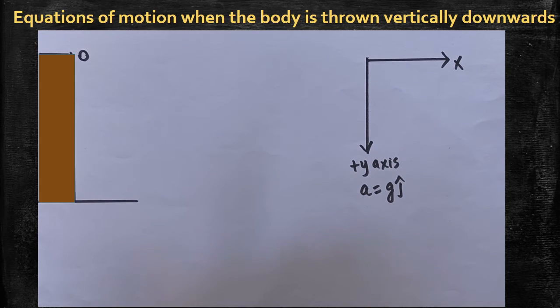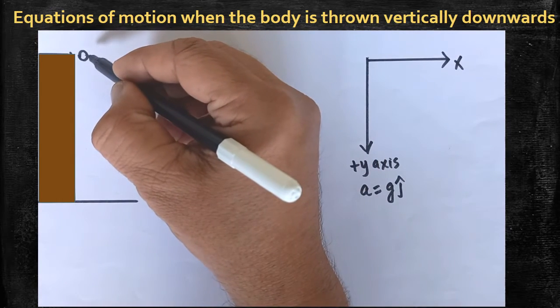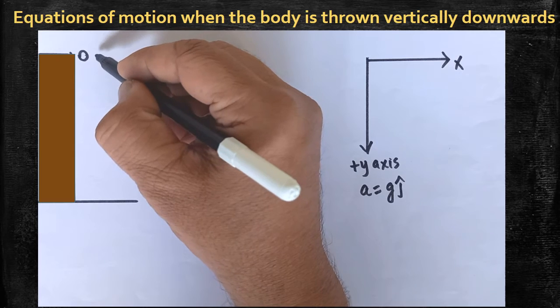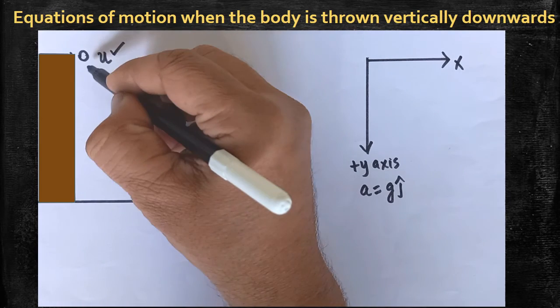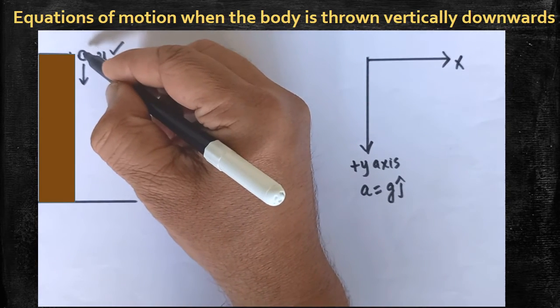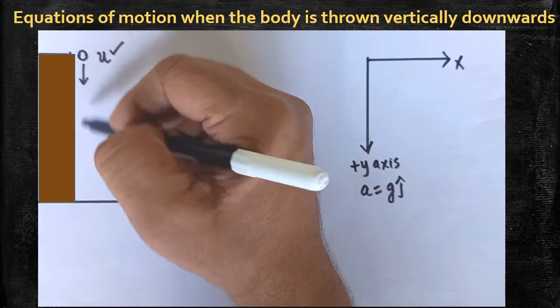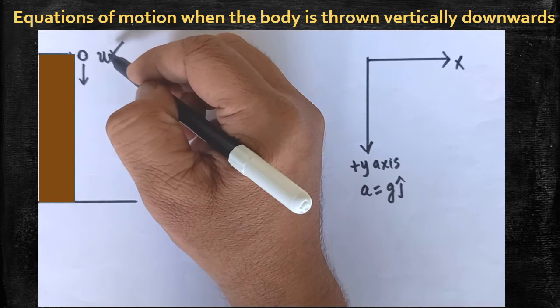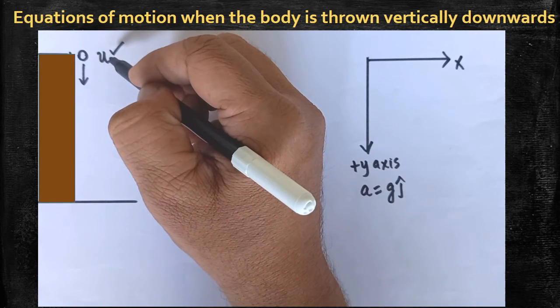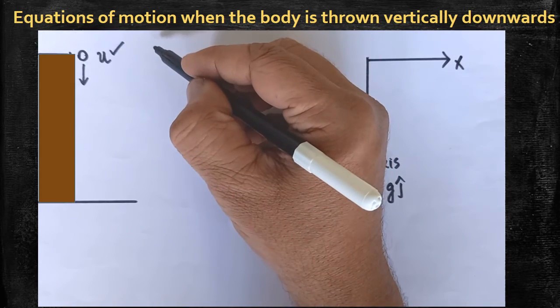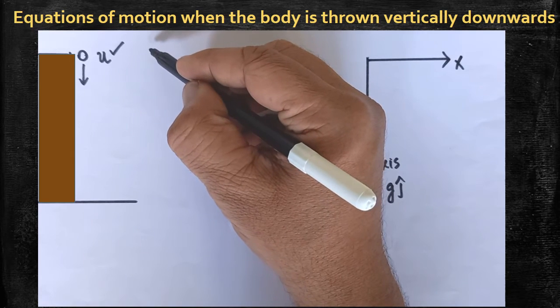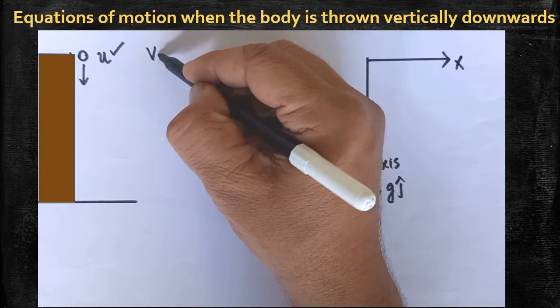Now we are going to derive the three equations of motion when the body is thrown in the downward direction with some initial velocity. Here it is not a free fall. The body is thrown, therefore some initial velocity is there. This object is thrown downward. It is not falling due to gravity. It is thrown with the help of some initial velocity in the downward direction. For that, we have to derive three equations. Now, let us take the first equation.